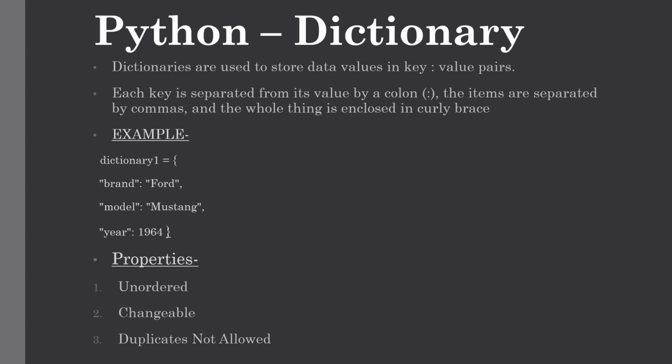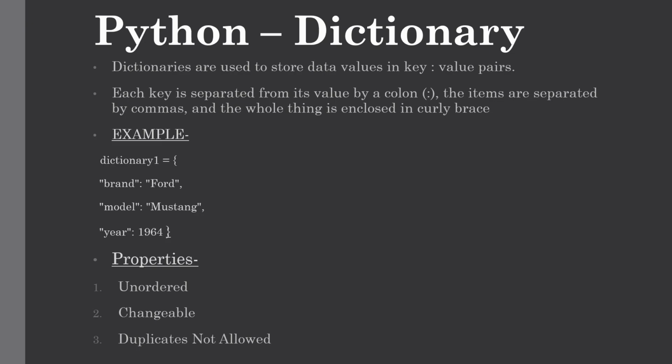So dictionaries are used for storing data values in key and value pairs. Each key is separated from its value by a colon. The items are separated by commas, and the whole thing is enclosed in curly brackets. An empty dictionary has to be written with just two curly braces.